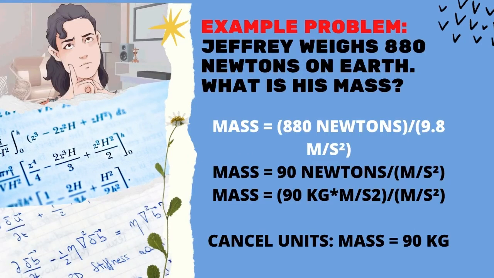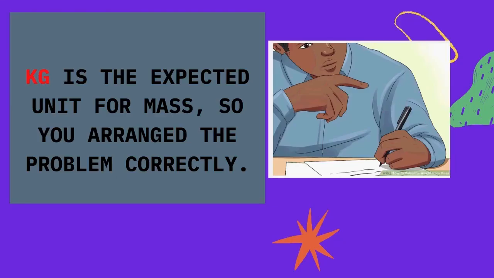Example problem: Jeffrey weighs 880 newtons on Earth. What is his mass? Mass equals 880 newtons / 9.8 m/s². Mass equals 90 newtons / m/s². Mass equals 90 kg*m/s² / m/s². Cancel units, mass equals 90 kilograms. kg is the expected unit for mass, so you arranged the problem correctly.